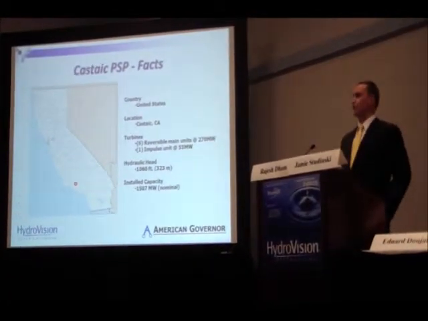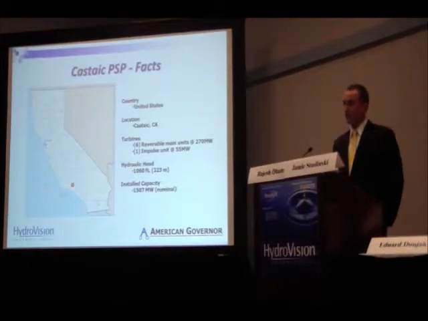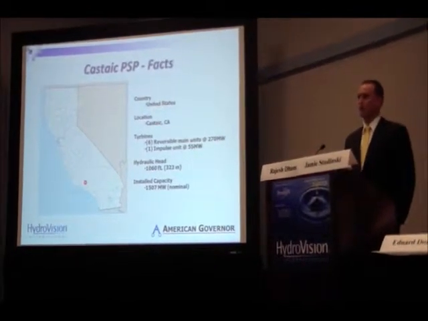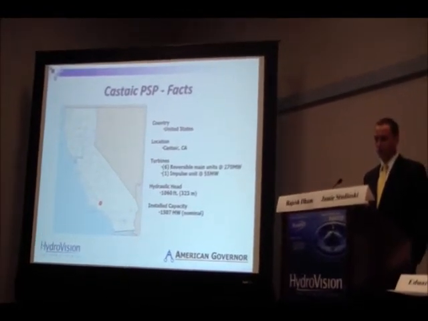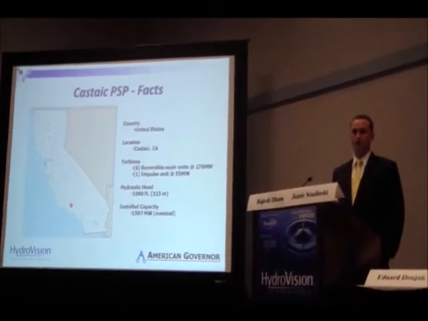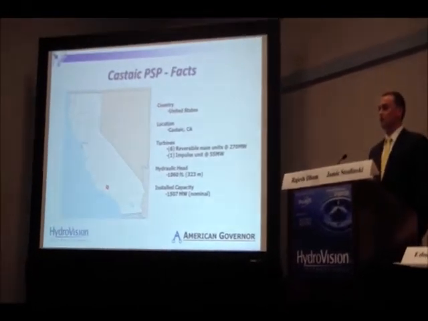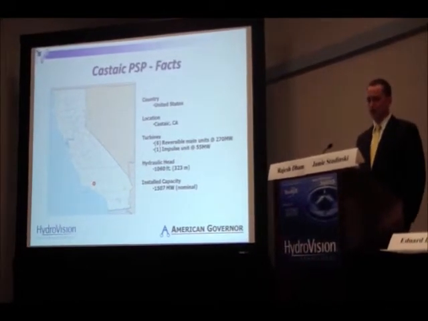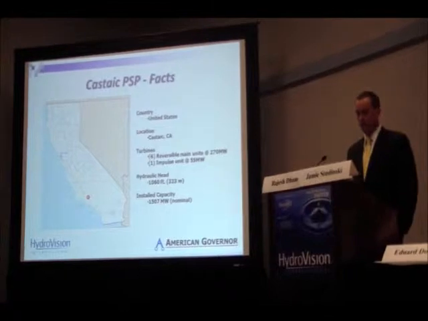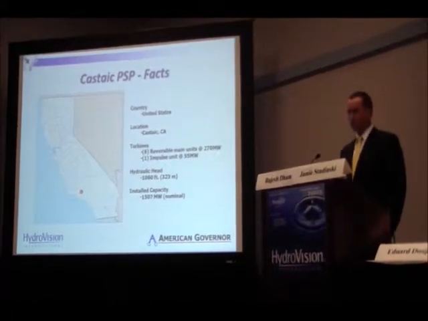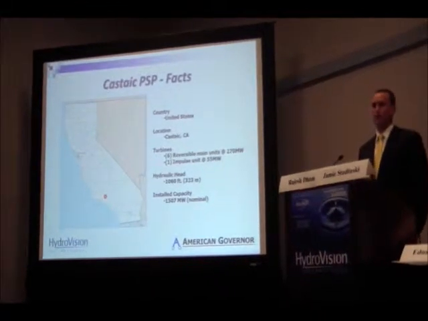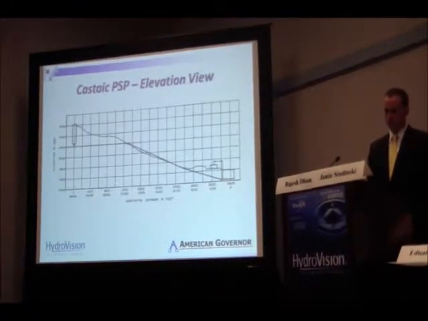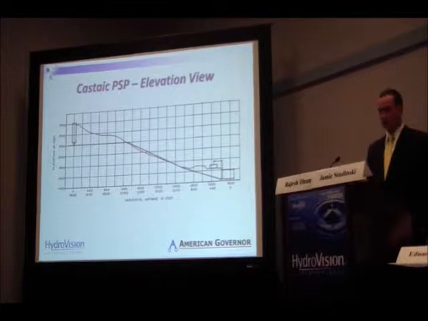As we said, there's 6 reversible main units. They're rated at around 270 megawatts, depending on if they have gone through mechanical upgrades. And as we said, there's also an additional impulse unit, which was originally designed with the intent not only to provide generation capabilities, but also serve as the pump starter for the entire plant. We see here it's got about 1,000 feet of head, and it's coming in at an installed capacity of around 1.5 gigawatts.